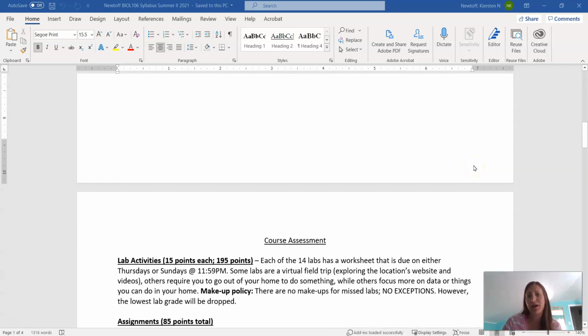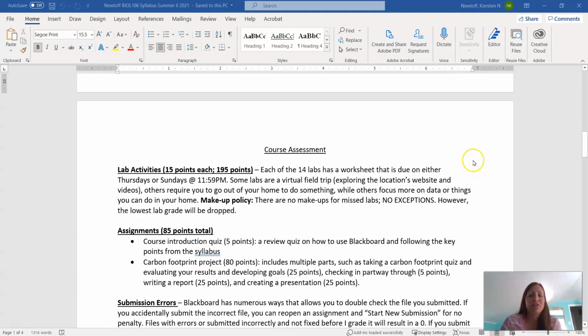You can read about the course outcomes. Typically, this course is only two things: labs, and there are about 14 labs. That's how many we have during our regular semester. And then the lowest one of those labs is getting dropped.